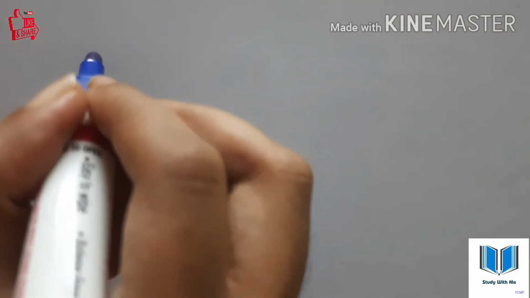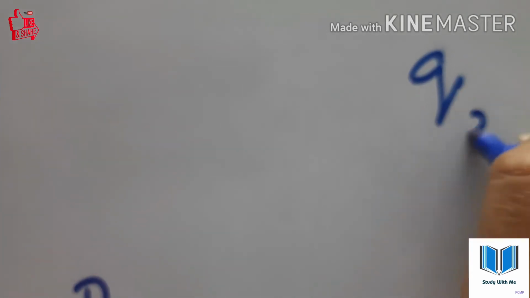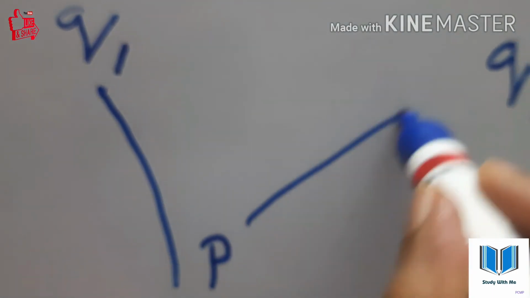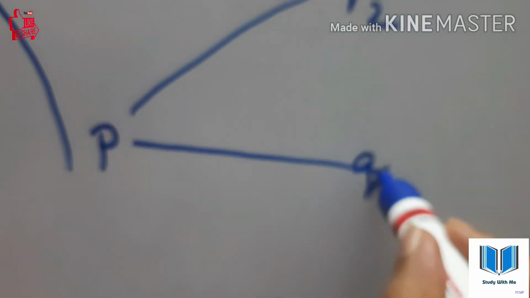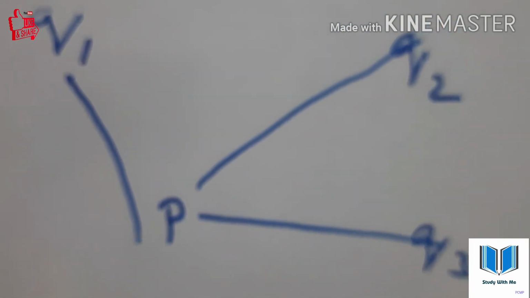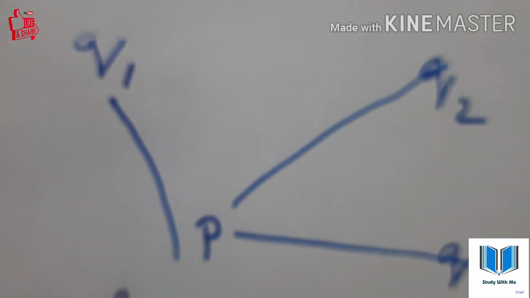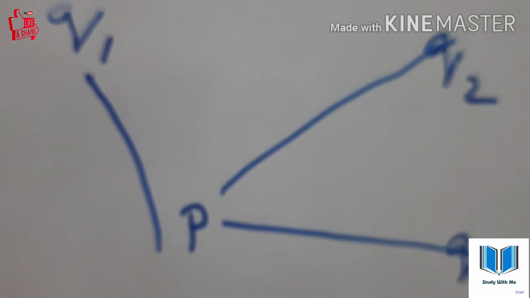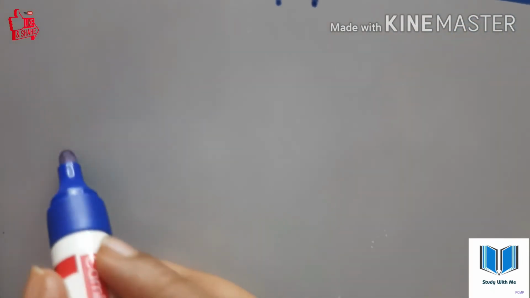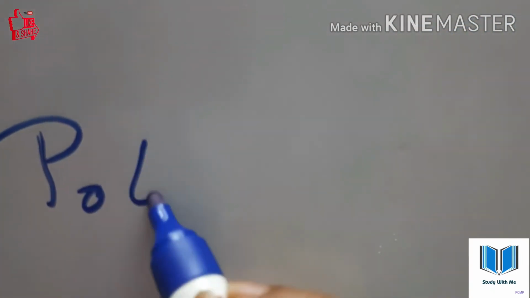So this is the point P. Here I have three charges Q1, Q2 and Q3. These three charges will each exert their individual potential at the point P. So we use this derivation to find the potential at the point.